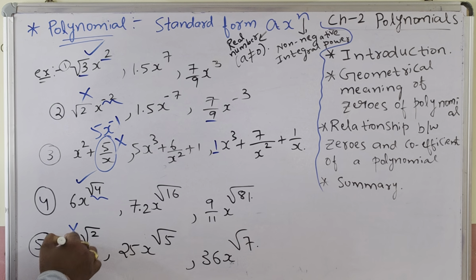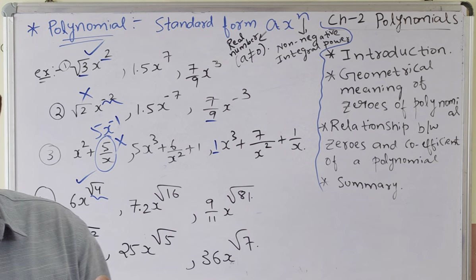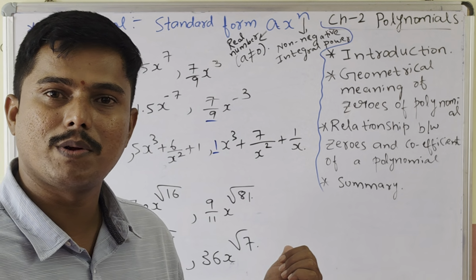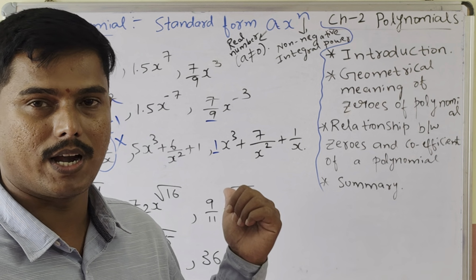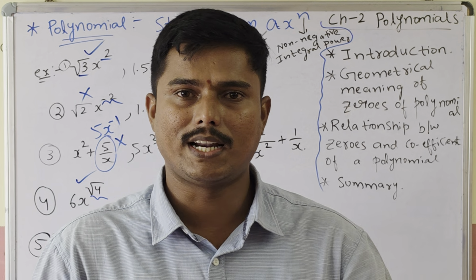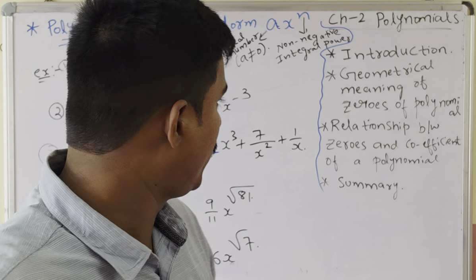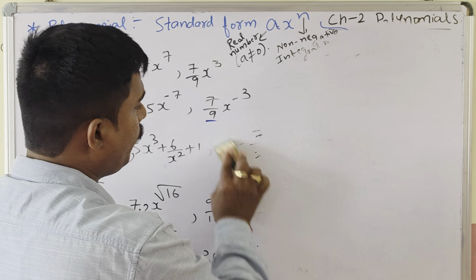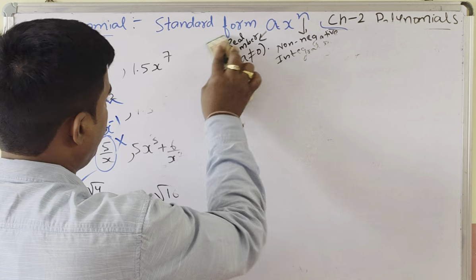This is not a polynomial by default because x should have a non-negative integral power, whereas here it is root 2. You cannot express it because it is not a perfect square. Now we are going to see the classification of polynomials into 2 categories. What are the 2 categories? They are on the basis of degree and on the basis of terms.